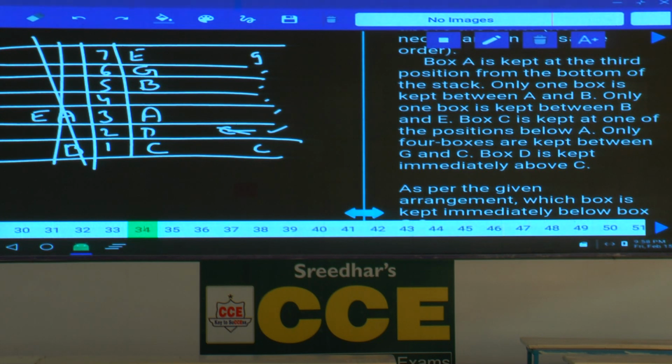D is kept immediately above C. D will be here. If D is here, then what is left over here? F is left over. F will be the 4th place. Clear? Now this is about question numbers 34 to 38. Yes, what is the order here?